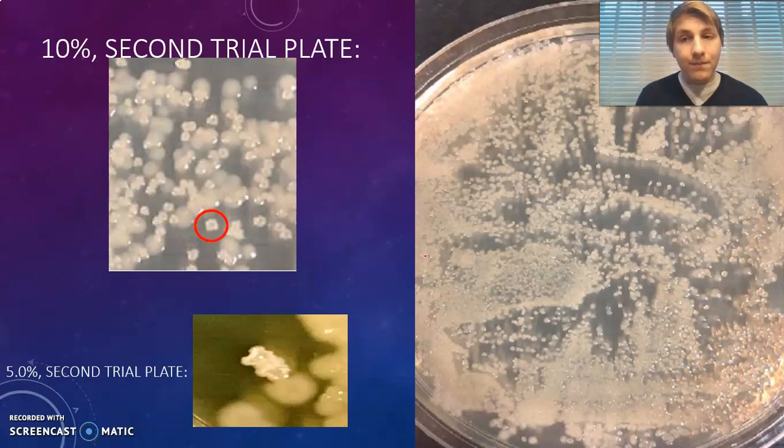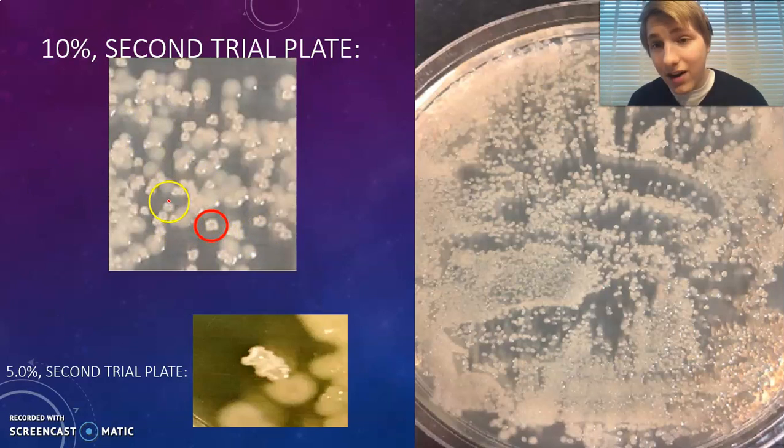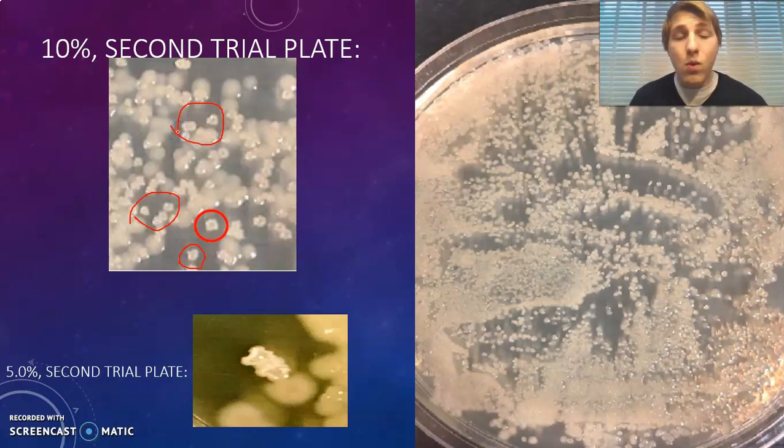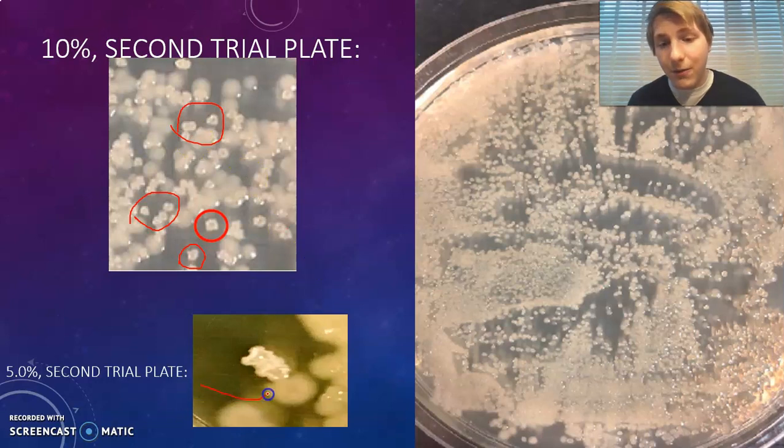But later on, we'll see in the 10% second trial plate and in every successive plate after the 0% and 2.5% plate, we will see increasing concentrations of wrinkly colony mutants. And you'll see those circled all throughout this picture. There's a lot more wrinkly colony mutants, significantly more in each successive plate. And there's a larger picture of that down below.